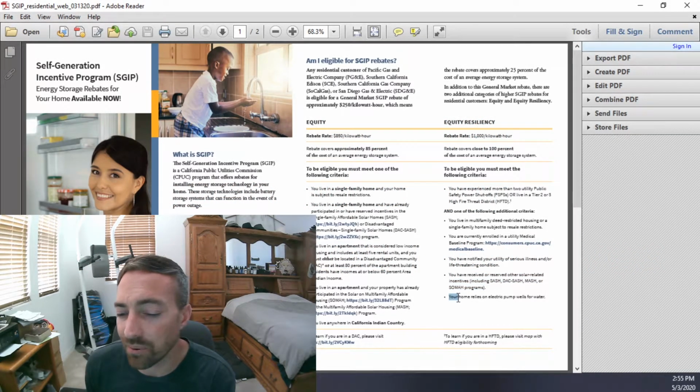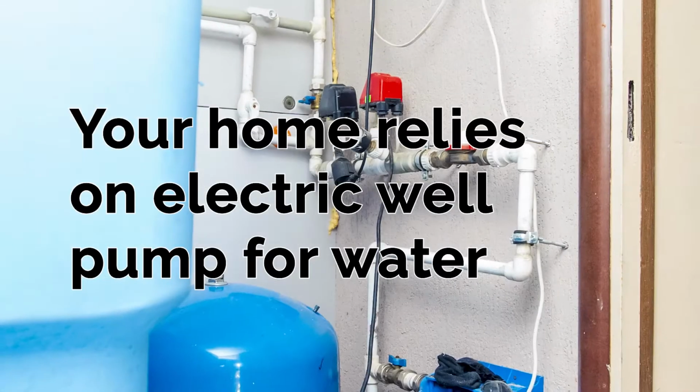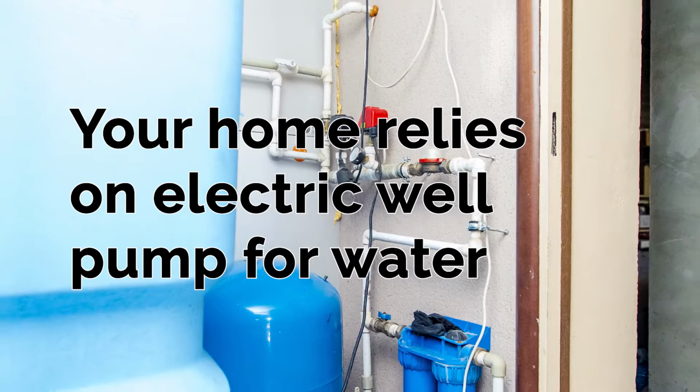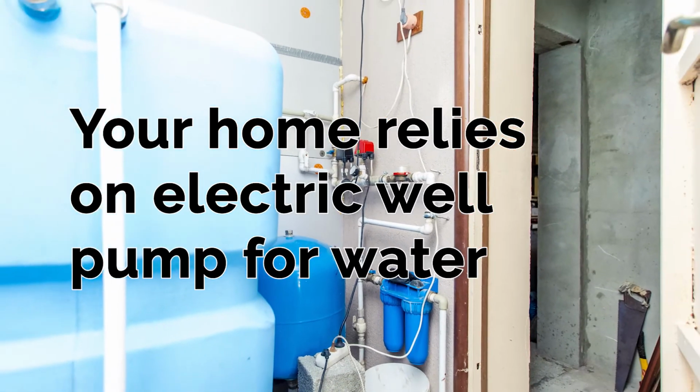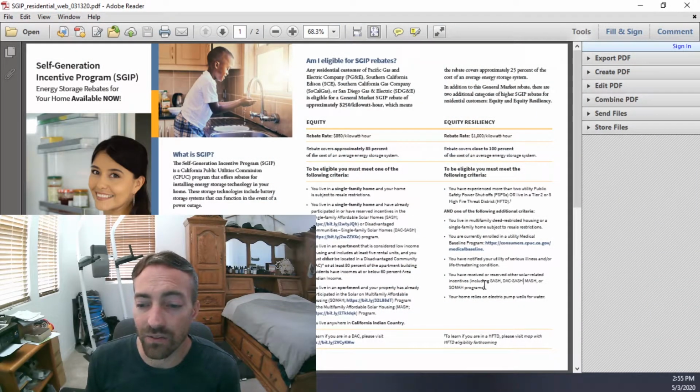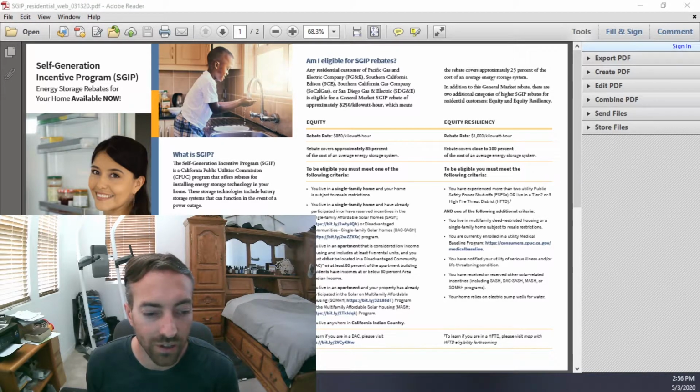The main, probably most common thing that I see is this one. Home relies on electric well pump for water. So you have a well pump that provides your house. You need that water. If the power goes off, there you go. Most people that have a well pump will be in a fire zone. So this is actually a really big one. Now, is this just fluff or how true is this?